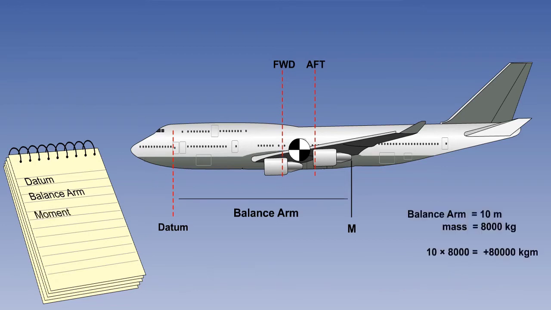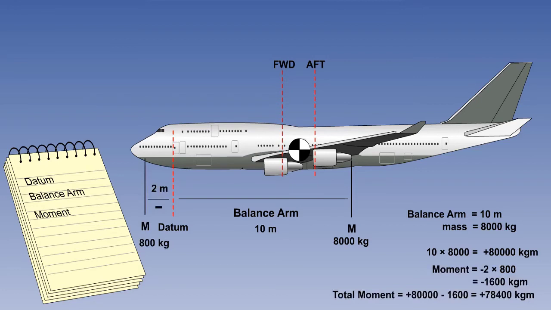A moment is the turning effect of a mass around a point. In this scene, you will see that to calculate a moment, we simply multiply the balance arm by the mass. Using a balance arm of 10 meters and a mass of 8,000 kilograms, the moment becomes 80,000 kilogram meters.